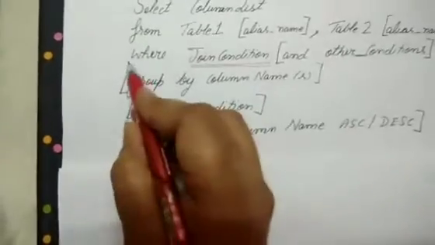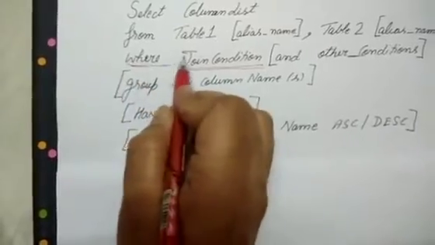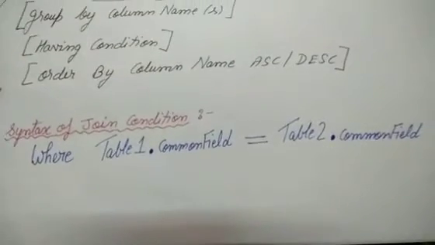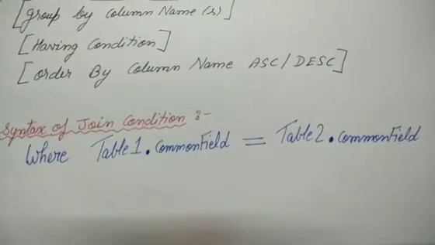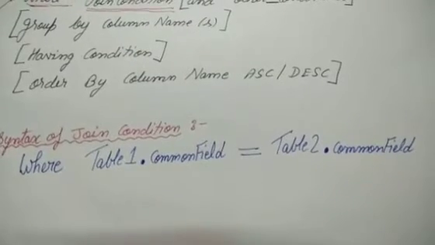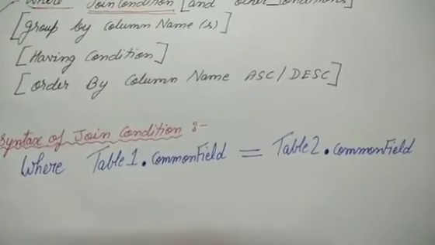Now, how to write the join condition? It is always written after where. I will display it here. Writing join condition. So this is the syntax of writing join condition. First, after where, then table 1 dot common field equal to table 2 dot common field. So this is the syntax of writing join condition.